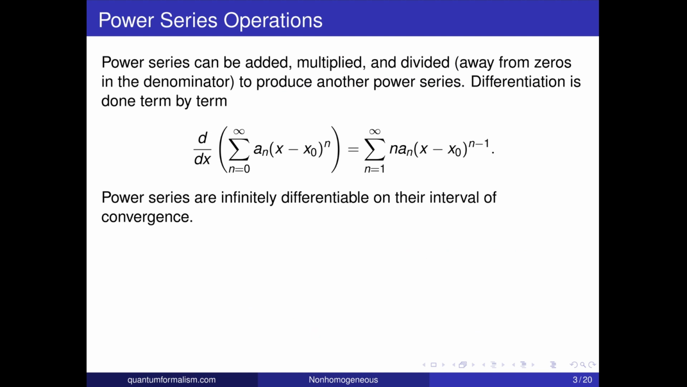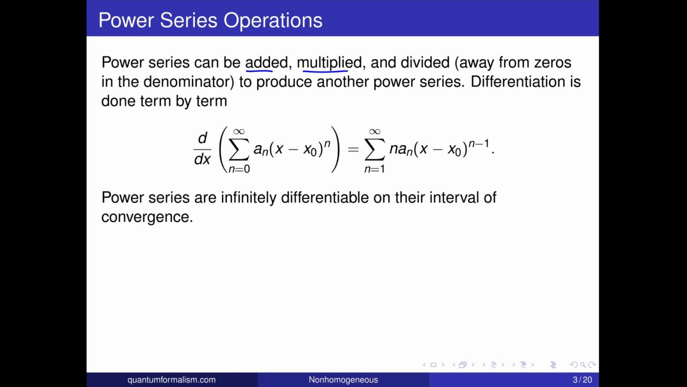You can do various operations on power series as well. You can add 2 power series together, multiply 2 power series, and you can also divide 2 power series as long as you're looking away from any zeros in the denominator power series, and you will get another power series. That's pretty useful. For addition and multiplication, you know that the radius of convergence of your new power series will be at least as large as the minimum of the radii of convergence of the 2 power series you're adding or multiplying.